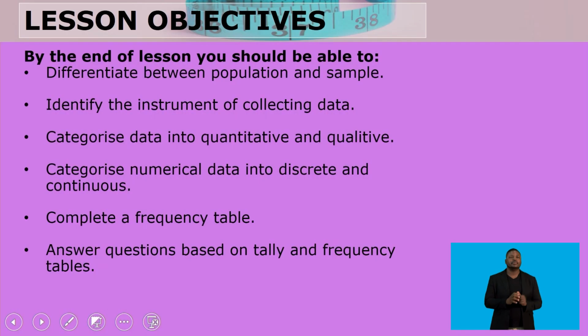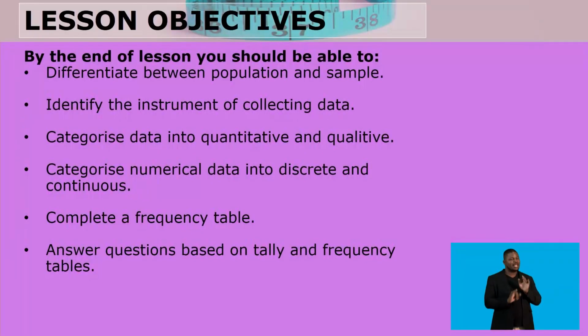There we are. Lesson objectives. By the end of the lesson, you should be able to differentiate between population and sample. Now, I know these words might seem unfamiliar to you, but we'll get to the definitions later as we progress. Identify the instrument of collecting data, categorize data into quantitative and qualitative. Categorize, I see the spelling there's off again. Just have to change that one. Qualitative, there we go.